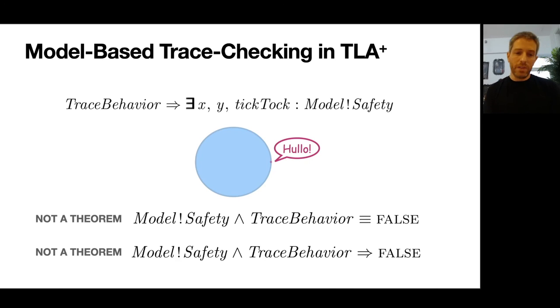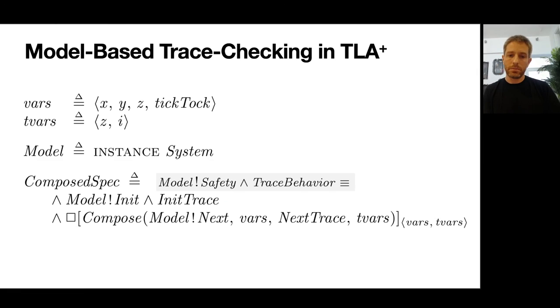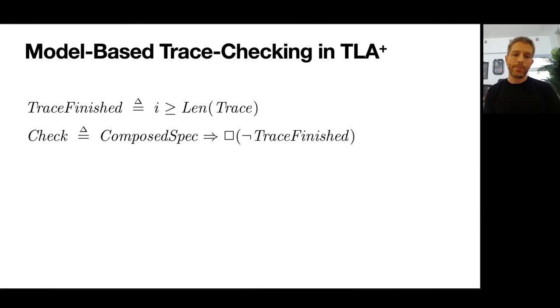And that's equivalent to saying that it is not a theorem that this conjunction is equal to false, which is equivalent to saying that it is not a theorem that the conjunction implies false. And thanks to what we know, this is something we can check. So we use the conjunction technique to define the conjoined formula in a way that TLC can check. And then we need to check that it is not false. As I mentioned before, TLC does not currently allow us to check if a formula implies false.